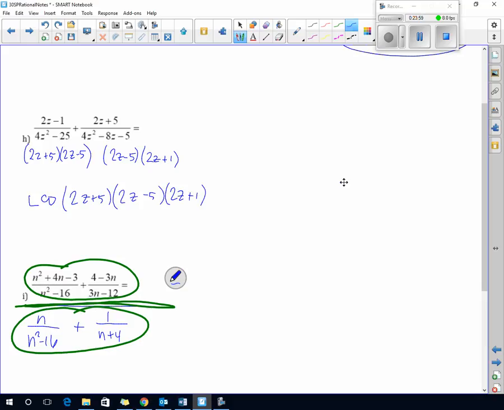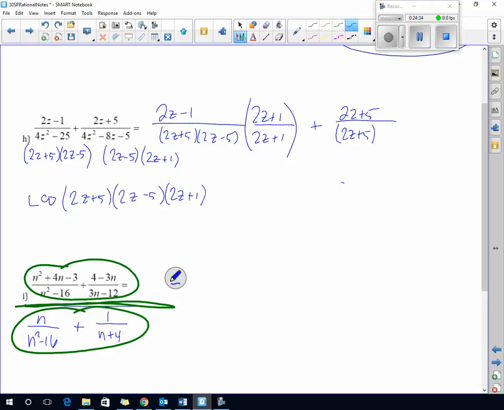So let's try this again. 2z minus 1 over (2z plus 5)(2z minus 5). And then we're going to be doing (2z plus 1) over (2z plus 1). So it's a FOIL on top. Plus (2z plus 5) over (2z plus 5)(2z plus 1). Oh, this should be a minus, shouldn't it? So then this is a (2z plus 5) over (2z plus 5). Yes?